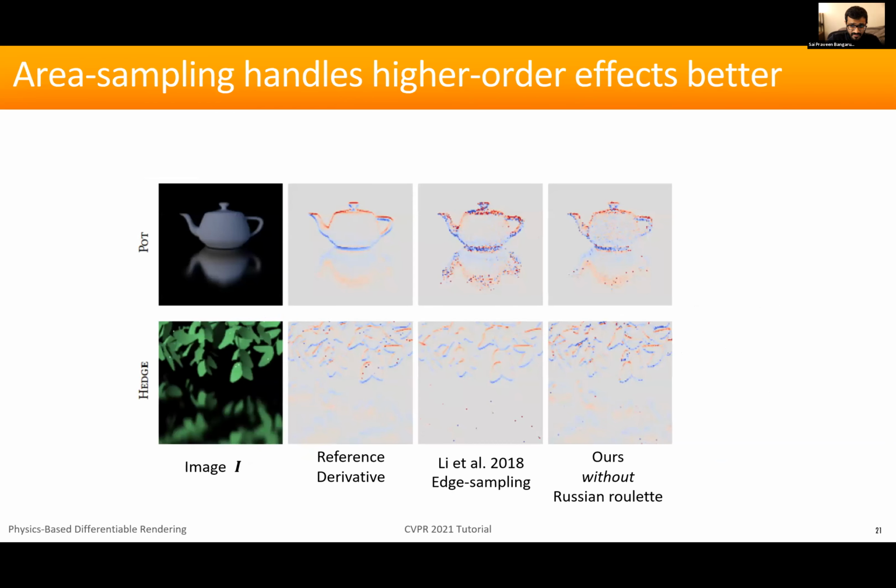Now, we're going to quickly look at some results by using this method. When comparing against edge sampling, area methods tend to handle global illumination effects better. Here we see that edge sampling has trouble with computing the derivative of specular reflections. And that phenomenon gets worse for complicated geometry like the hedge. You can see that edge sampling just completely misses the specular reflection.